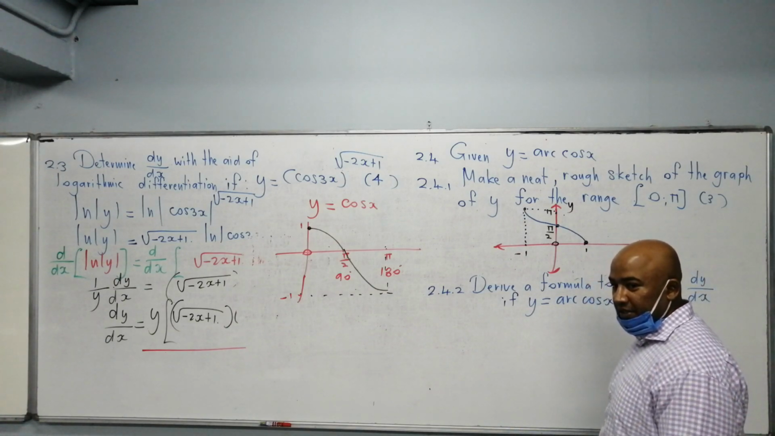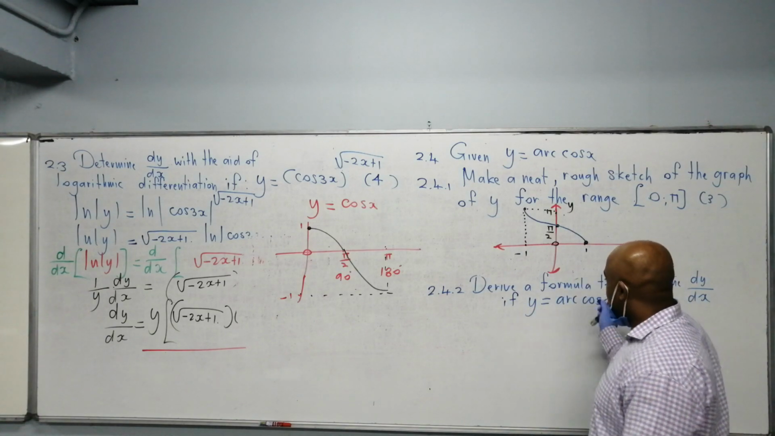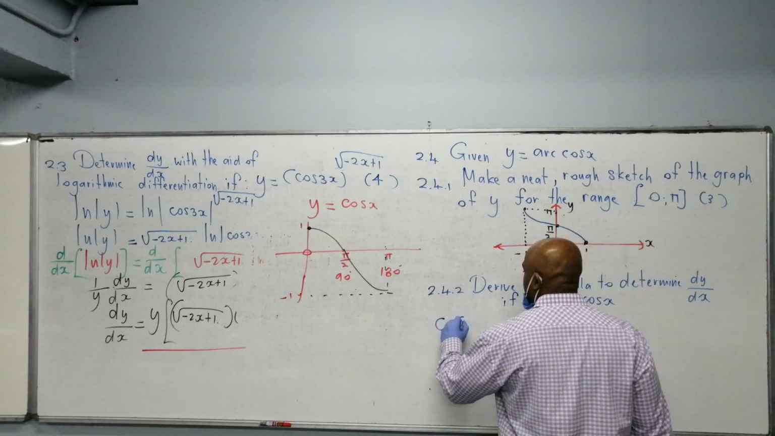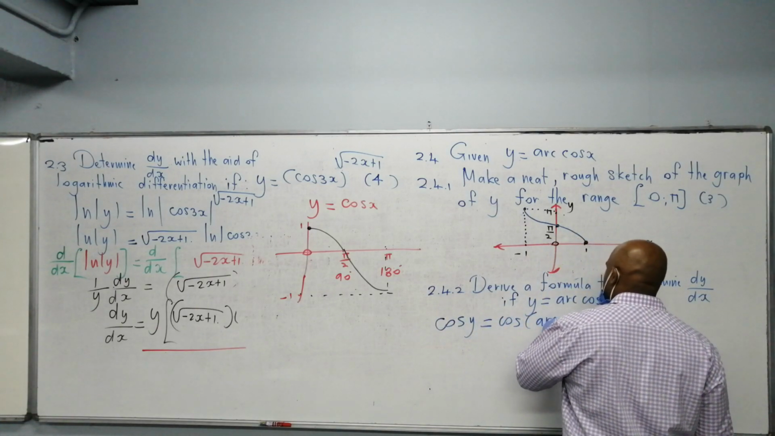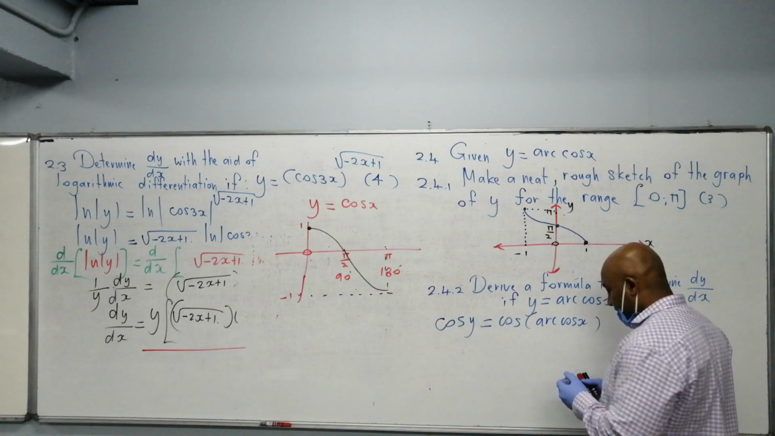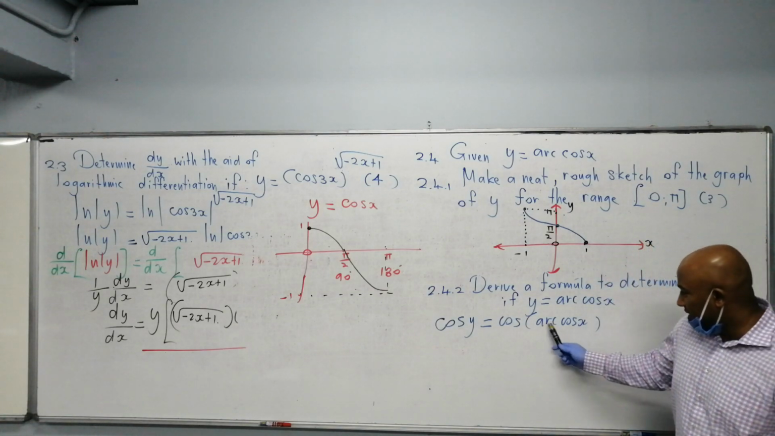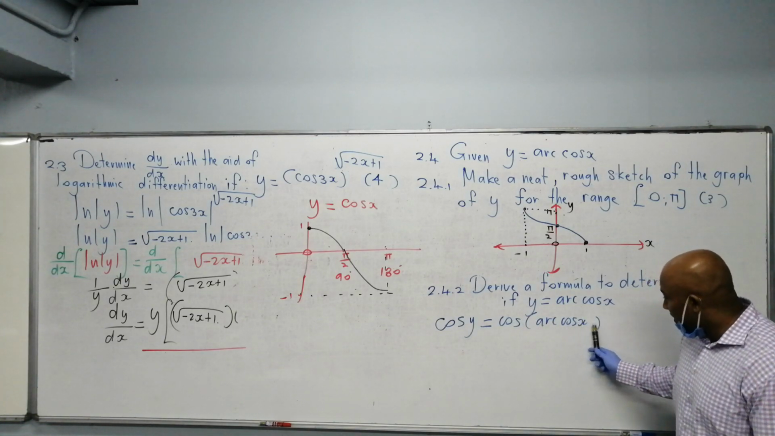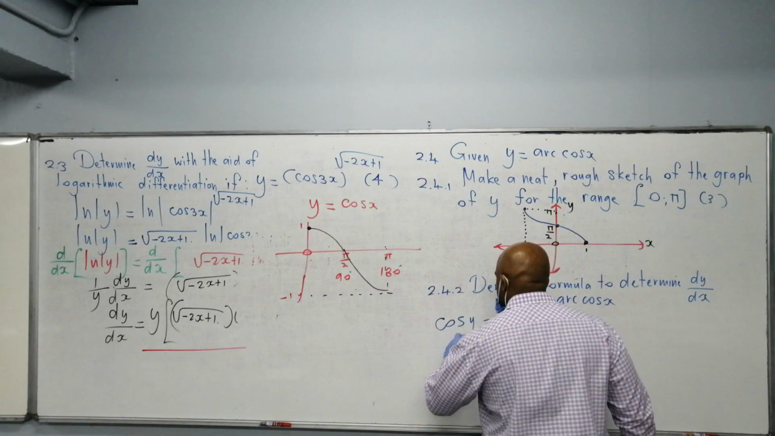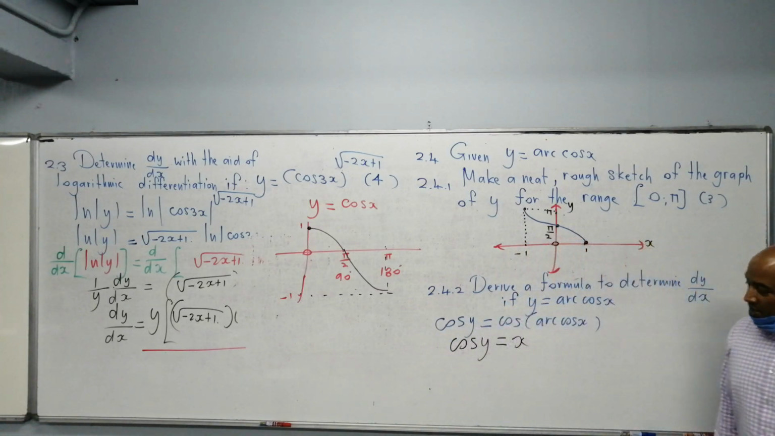So what do you get out of this inverse function? You put cos on both sides. So I'm going to go cos of y is going to be equal to cos of arc cos x. So why do I do this? Because I got cos of arc cos, so they cancel each other out basically. You have just x. So cos of y is equal to x.